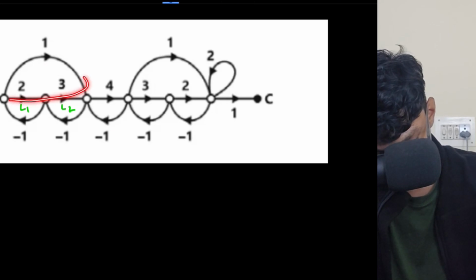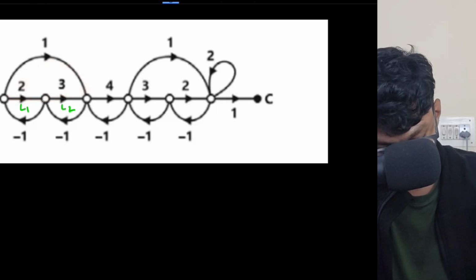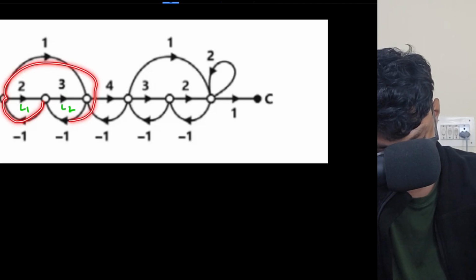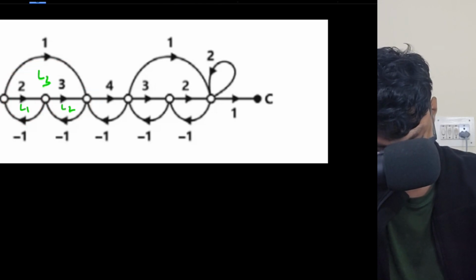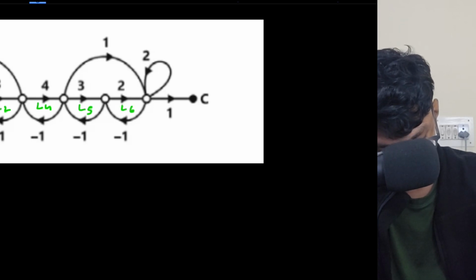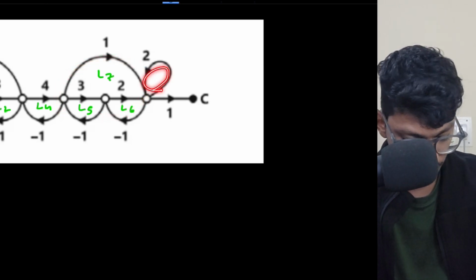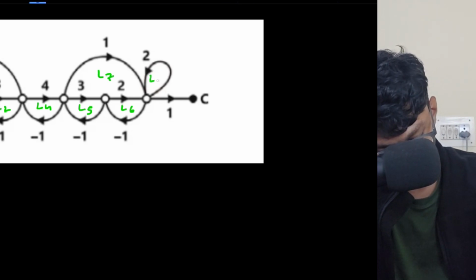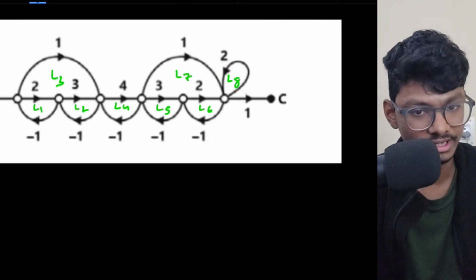Is this a loop? No, this is not a loop, right? But if you observe it carefully, this is a loop actually, correct? So this is the bigger loop, that is L3. Now let me name this as L4. Again the same thing, this will be L5, this will be L6, this will be L7, the bigger loop. And don't forget, this is also a valid loop. This will be L8. So in total I have 8 loops.